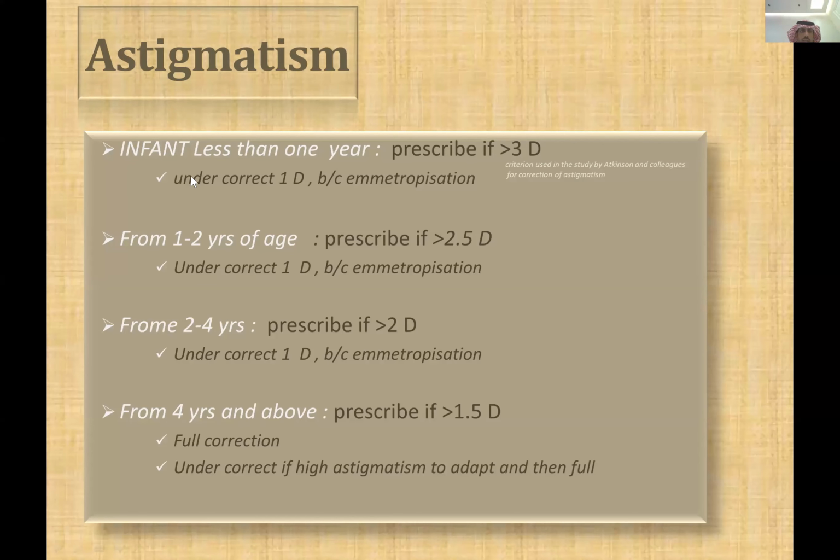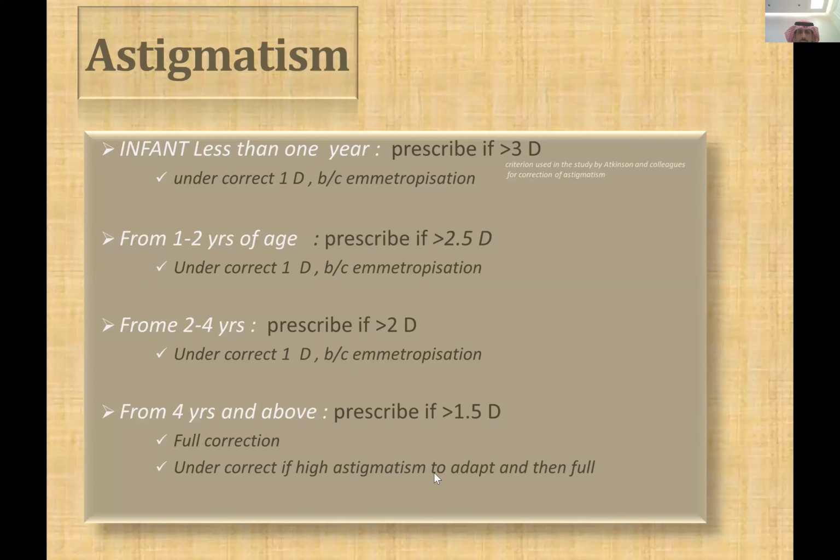Again, I repeat, infant less than 1 year, prescribe for more than 3 diopter, undercorrect 1 diopter because of immobilization. From 1 year to 2 years, prescribe more than 2.5, undercorrect 1 diopter for immobilization. From 2 to 4 years, prescribe more than 2 diopter, undercorrect also 1 diopter because of immobilization. If older than 4 years, and from 4 to 6 years, prescribe more than 1.5 diopter and give full correction.